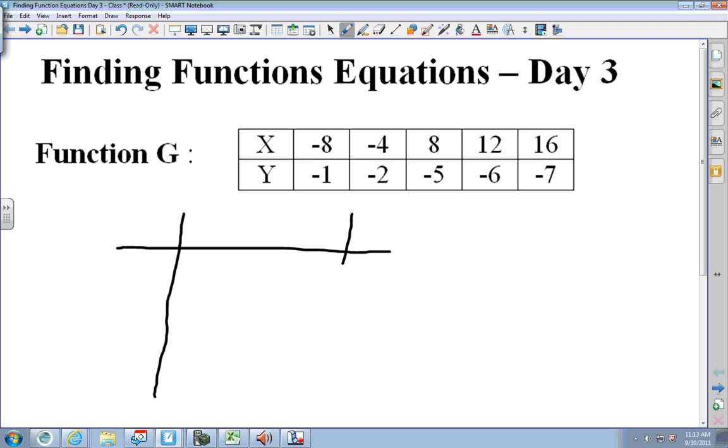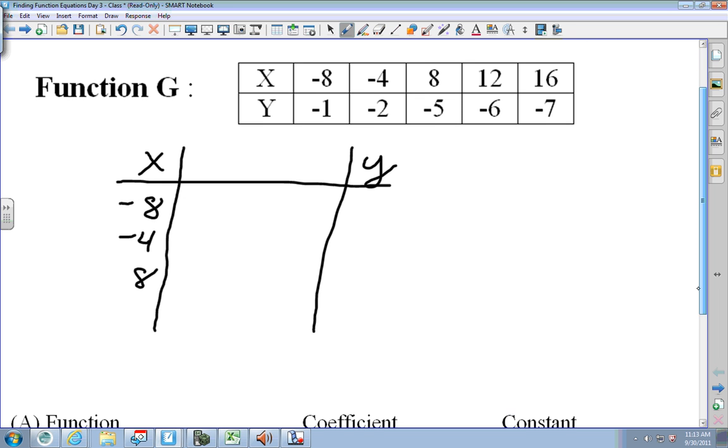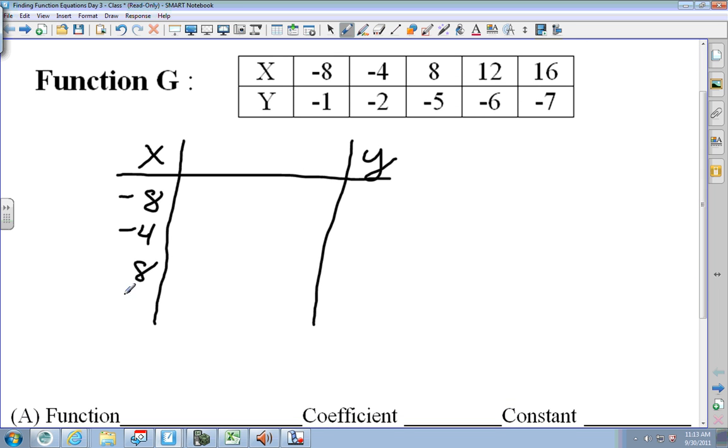We're going to build it like this. I've got x, then I've got y. Now I'm going to go up here, I've got -8, -4, 8, 12 and 16. Now, I always put in an x. Next, I'm going to have -1, -2, -5, -6, and -7. I'll bring down the rest of here.